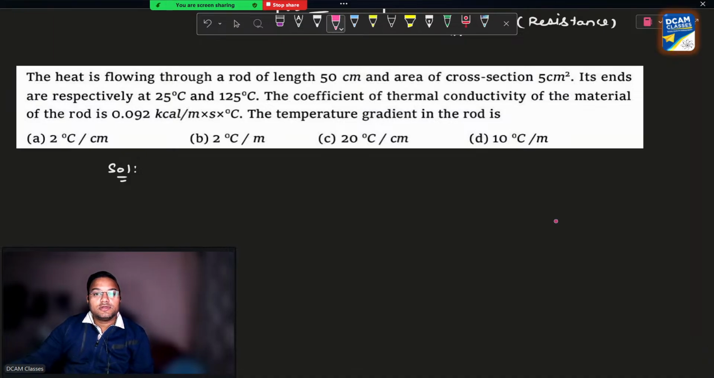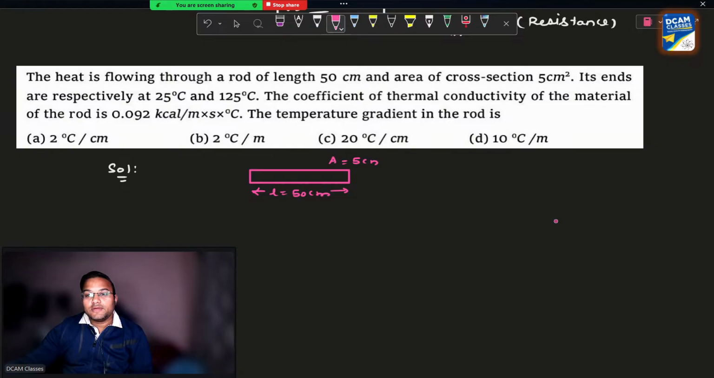Heat is flowing through a rod of length L, which is given to be 50 centimeter. Area of cross section is also there, A is equal to 5 centimeters square. Ends are respectively 125 and 25 degrees Celsius. K is given as 0.92 kilocalorie. You have to convert calories into joule.